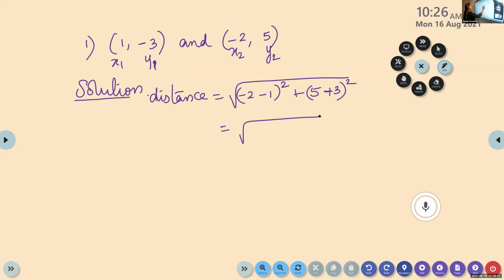What is the answer, children? What about the first one? Minus 2 minus 1 means it is negative 3 the whole square plus 8 square, isn't it? So it is 9 plus 64. So what is the answer? 73 units. Okay, it is root 73 units.